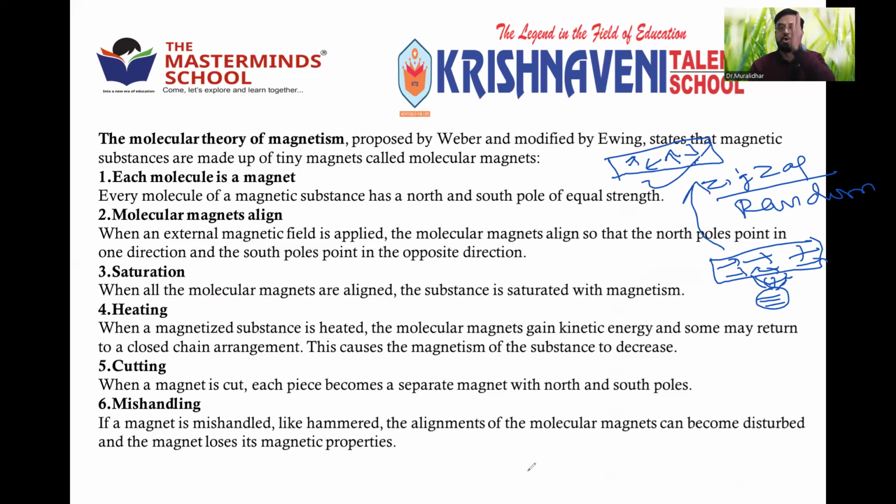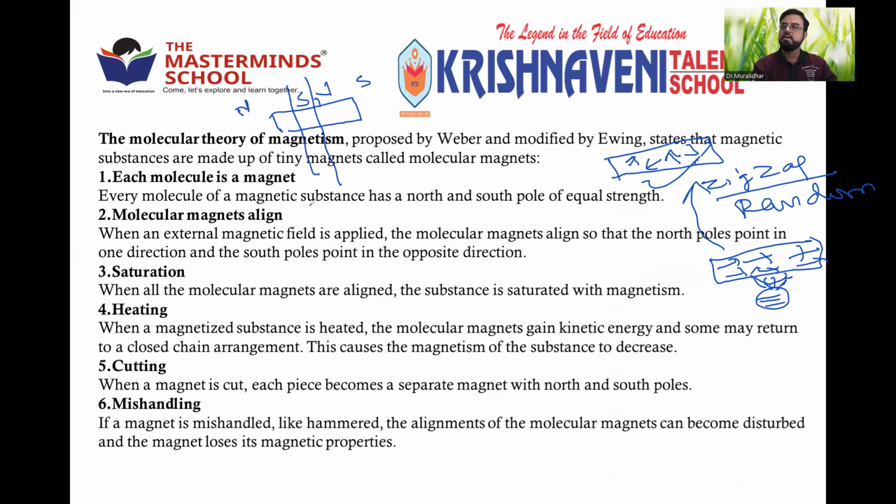Cutting. When you cut the magnet into two pieces. Suppose you have a magnet in your hands. One side north pole, other side south pole. You cut it in half. We cannot get the north pole separately and the south pole separately. For example, this is the magnet we have. This is the north pole, south pole, right? You cut it into two parts. It doesn't mean that we get only the North Pole separate, the South Pole separate. Again, we get the South Pole here, the North Pole here.